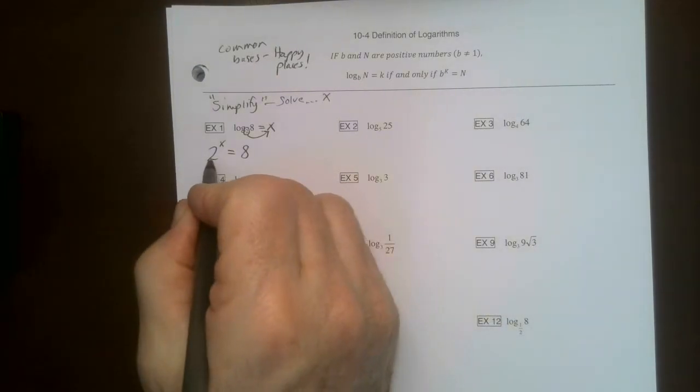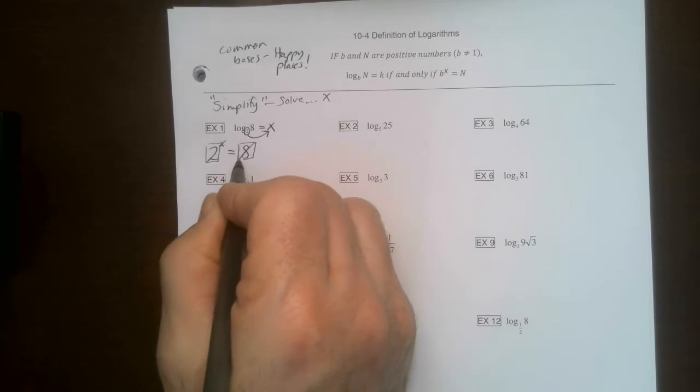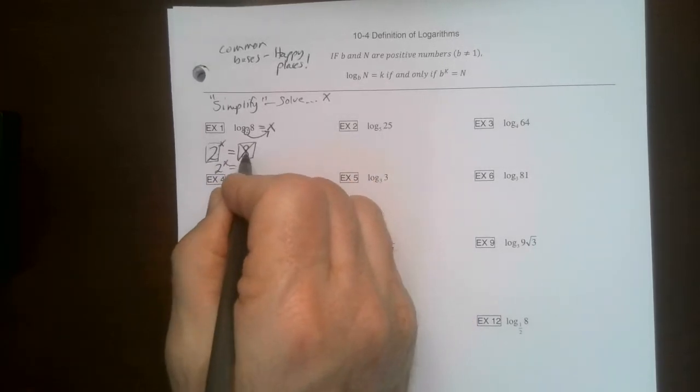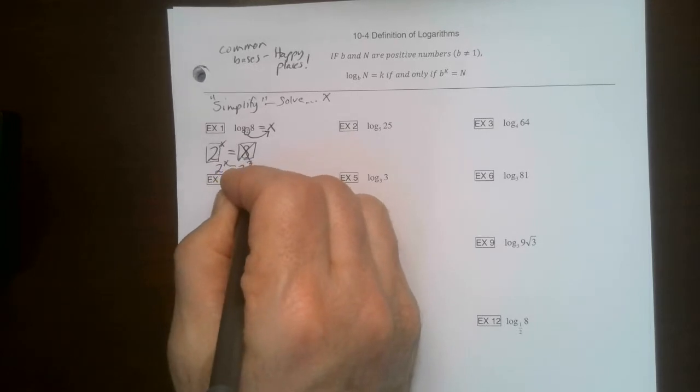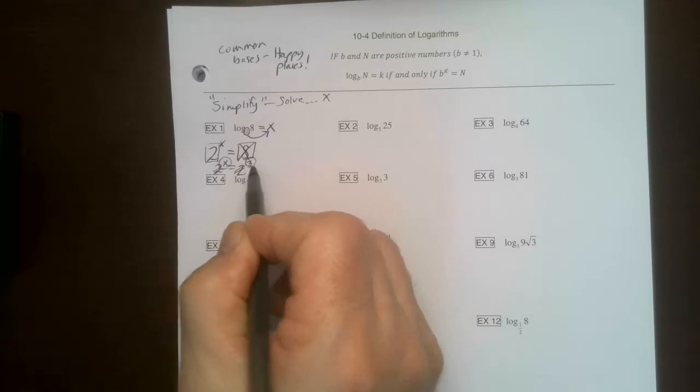In other words, I got a 2 as a base and 8. I need these to be the same. So I'm going to take the bigger one and make it equal the smaller one. So that's going to be 2 cubed. And then the 2's cancel, and I go, aha, x equals 3.